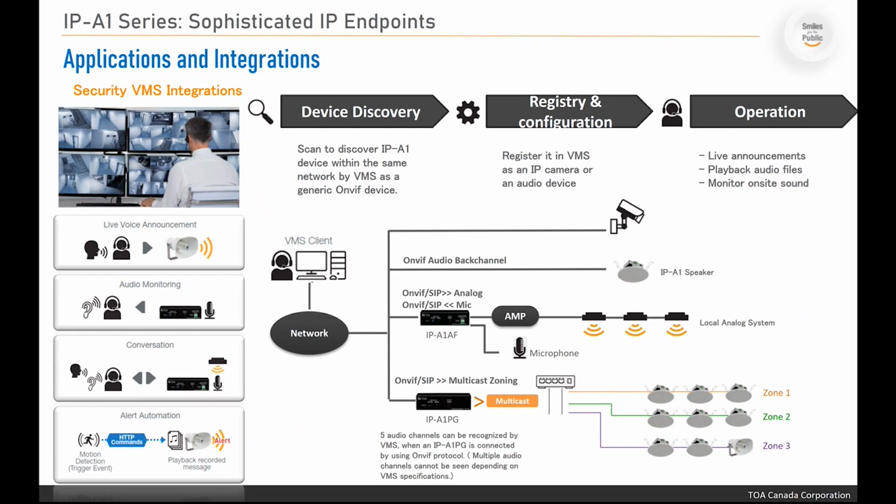So if you have a VMS client, you can integrate and broadcast to the IP-A1 speakers directly, because the IP-A1 speakers can listen to the ONVIF audio back channel, can receive audio on the ONVIF back channel. And in another way, you can integrate with local analog sources using the IP-A1 AF, or you can do the multicast zoning using the IP-A1 PG.